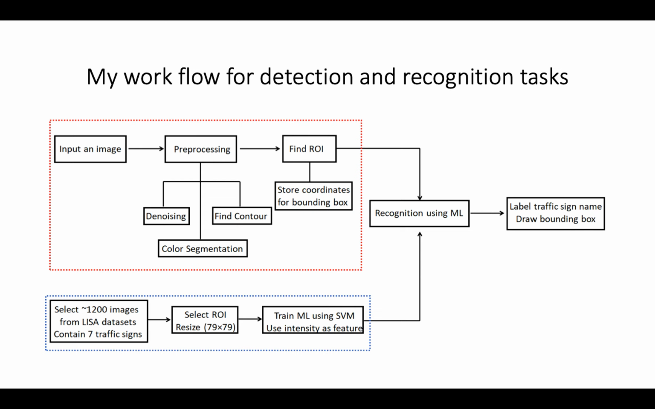The second part is about recognition. I feed 1,200 images containing 7 traffic signs of interest into a support vector machine classifier. I rescale the images to be of equal size and use a normalized raw intensity as features. Combining both steps, I'm able to label the traffic sign and draw a bounding box around it.